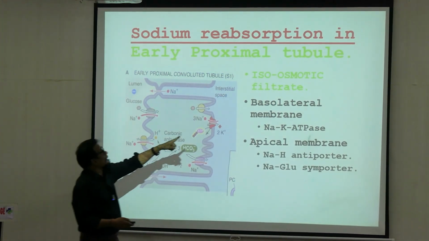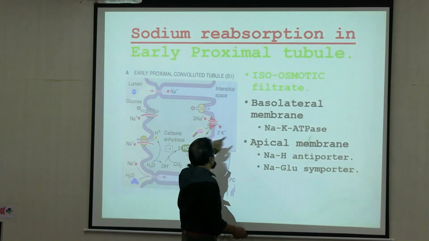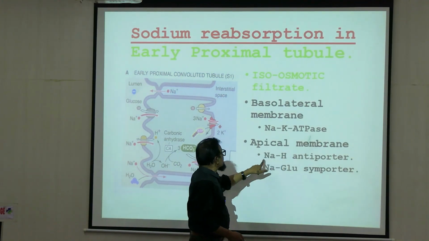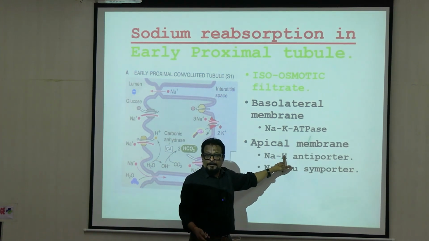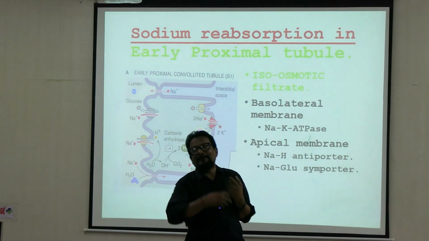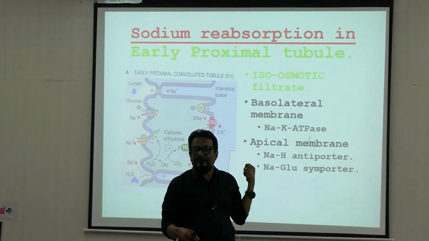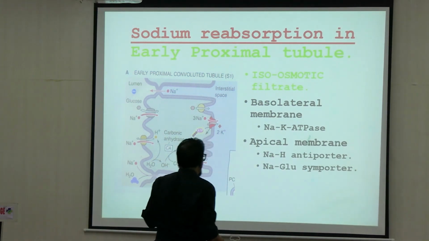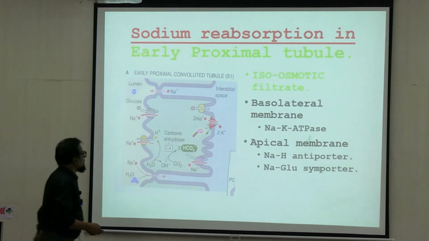So here the basolateral membrane will have the sodium-potassium pump involved. We have seen the sodium-potassium pump is there. The apical membrane has the sodium-hydrogen antiporter. Sodium is needed, hydrogen ion we don't need. So I will secrete it into the filtrate, and from the filtrate I will take back sodium ion. And the sodium-glucose import, as I said, is known to you.